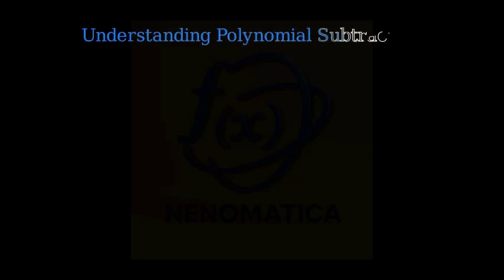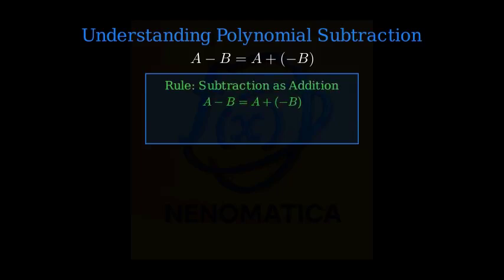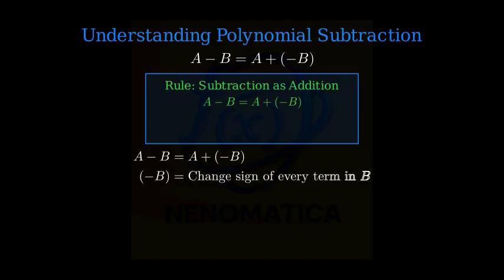Welcome to this math lesson about polynomial subtraction. Today, we're going to learn how to subtract polynomials using a simple but powerful rule, a minus b equals a plus negative b. Let's first understand what this rule means. When we subtract a polynomial b from another polynomial, a, it's the same as adding the negative of b to a. The negative of b means we change the sign of every term in b.